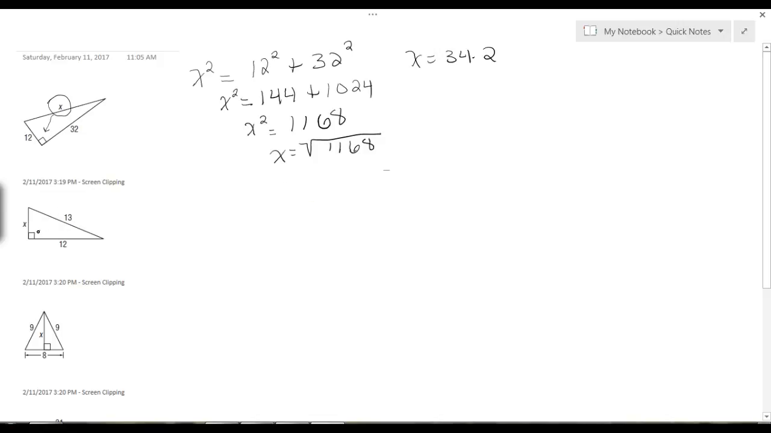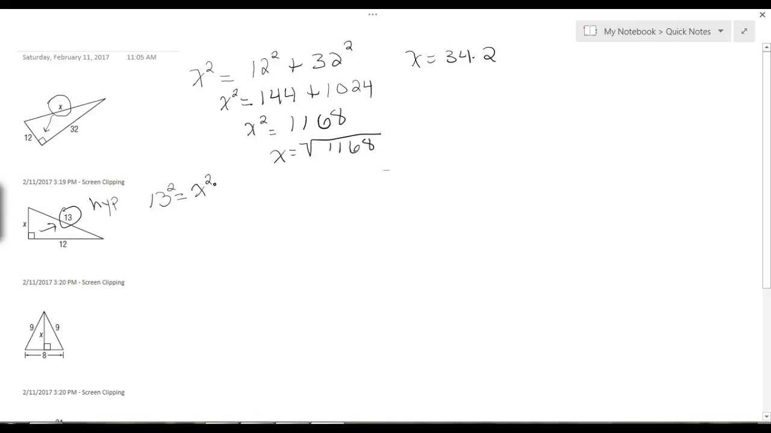My next one, I find my right angle. I look at what's across from my right angle, and that's the side that's 13. So that means 13 is going to be my hypotenuse. So my whole equation is going to be equal to 13 squared, and that is going to be equal to the sum of the squares of the other two sides.